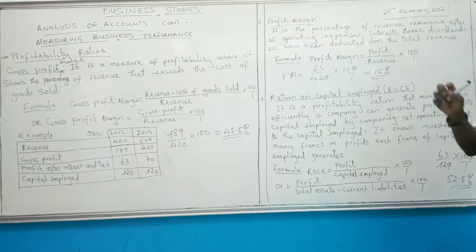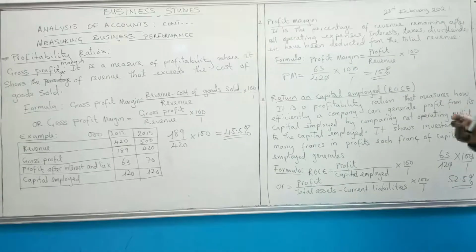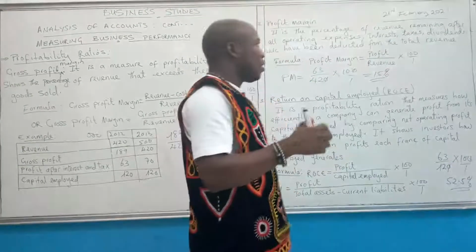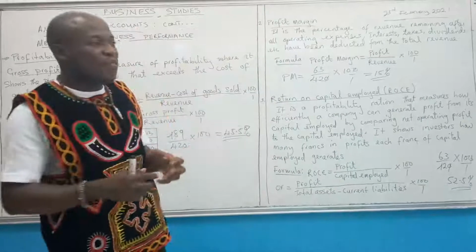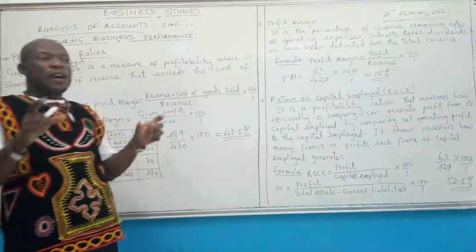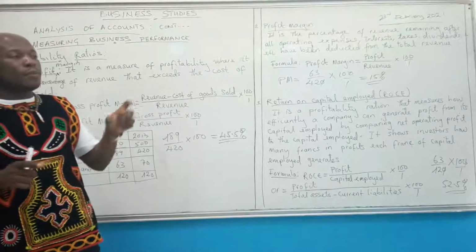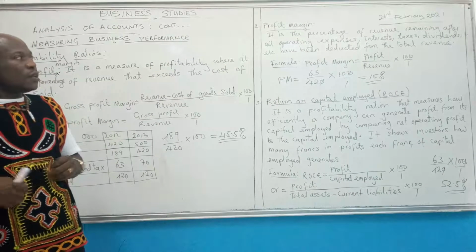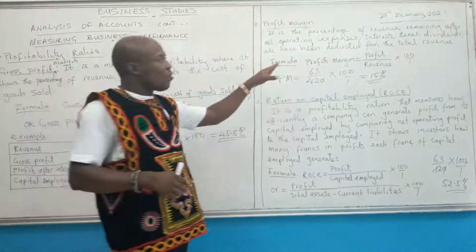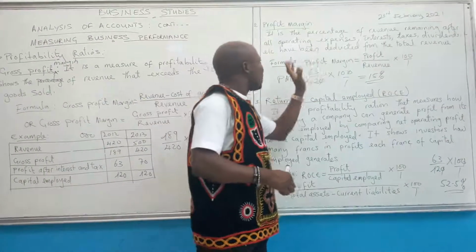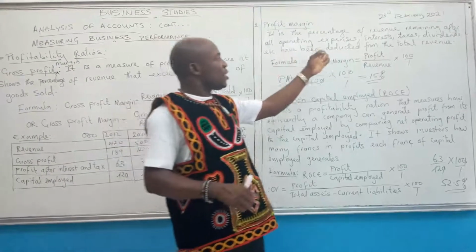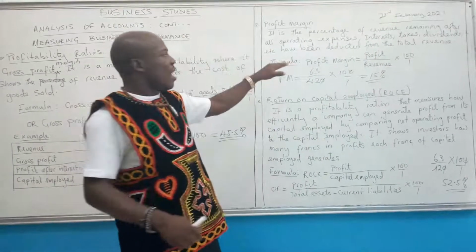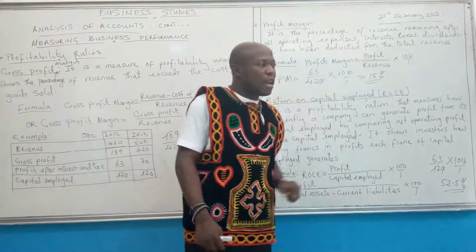So let's look at profit margin or net profit margin. It is a percentage that shows the revenue remaining after all operating expenses, all taxes, all interest, all dividends have been paid, and what is left is now our net profit margin. So it is a percentage of revenue remaining after all operating expenses, interest, taxes, dividends, etc. have been deducted from the total revenue.